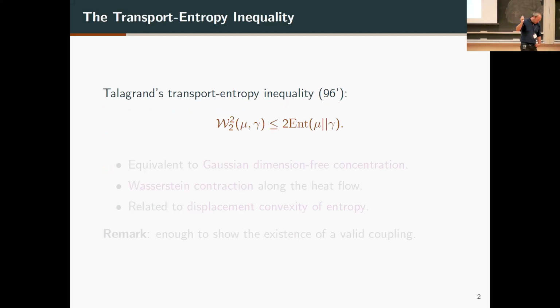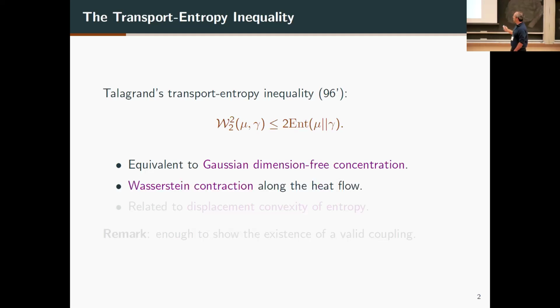And this is an inequality which appeared in at least 2 talks, I think, during the workshop, the Talagrand transport entropy inequality. Right, and at this point, I probably don't have to explain what Wasserstein distance is or entropy. The Talagrand inequality basically allows you to bound the Wasserstein distance to the standard Gaussian by relative entropy or KL divergence to the standard Gaussian, right? And this is an extremely fundamental inequality. It gives you the Gaussian dimension free concentration, but also with respect to optimal transport, right? It gives you Wasserstein contraction along heat flows, and it is related to displacement convexity of entropy.